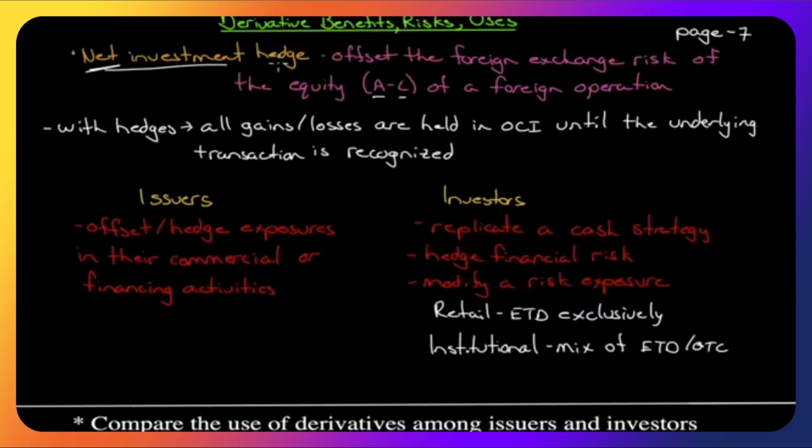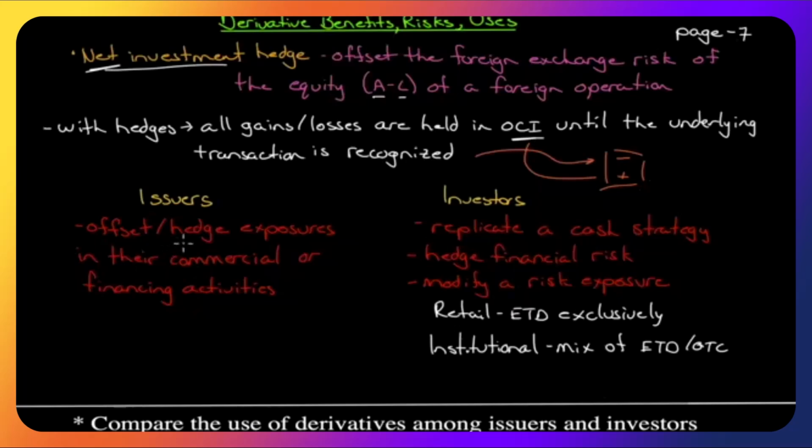With hedges, if you're using hedge accounting with hedges, all gains and losses are held in OCI. They don't have to go to the income statement. They're held in OCI until the underlying transaction is recognized. So when the underlying transaction is recognized, if it's a loss that goes to the income statement, OCI would have the corresponding gain because, of course, you had a hedge, right? And they would then head to the income statement together.